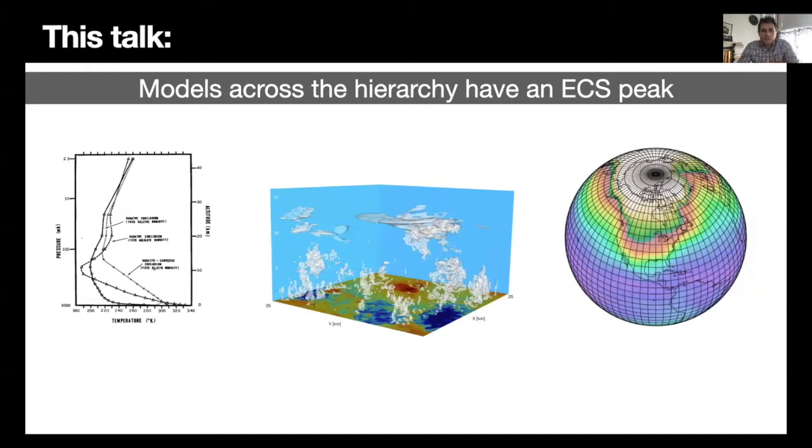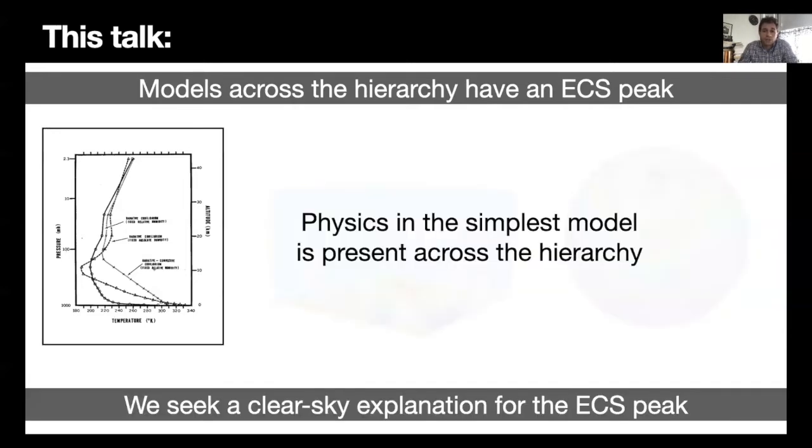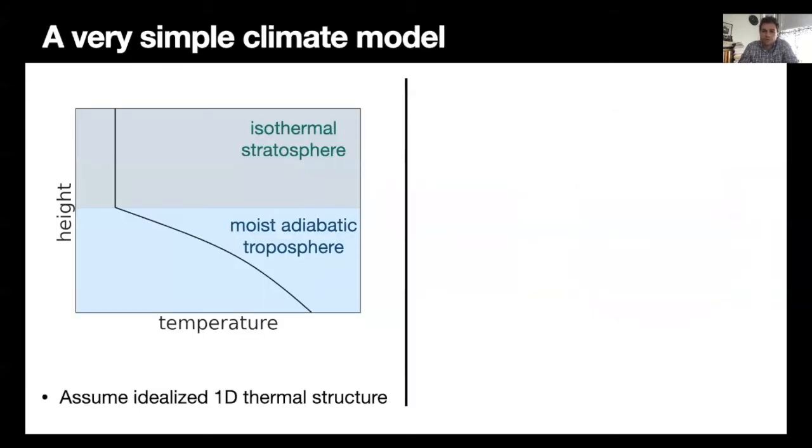So we've seen that the ECS peak is observed in models across the hierarchy, and that suggests that there's a robust physical mechanism present in all of these models. So we set out looking for a clear sky explanation for this ECS peak. And to do that, we used really the simplest model in this hierarchy. And that's what this talk is about. So let me first give a quick overview of the model that we used.